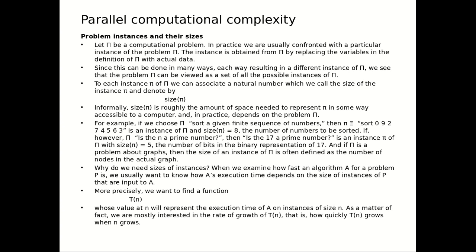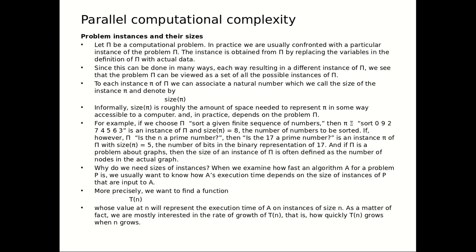Since this can be done in many ways, each way resulting in a different instance of pi, we see that the problem pi can be viewed as a set of all possible instances of pi. To each instance small pi of pi we can associate a natural number which we call the size of the instance pi and denote by size of pi. Informally, size of pi is roughly the amount of space needed to represent pi in some way accessible to the computer, and in practice depends on the problem, capital Pi.